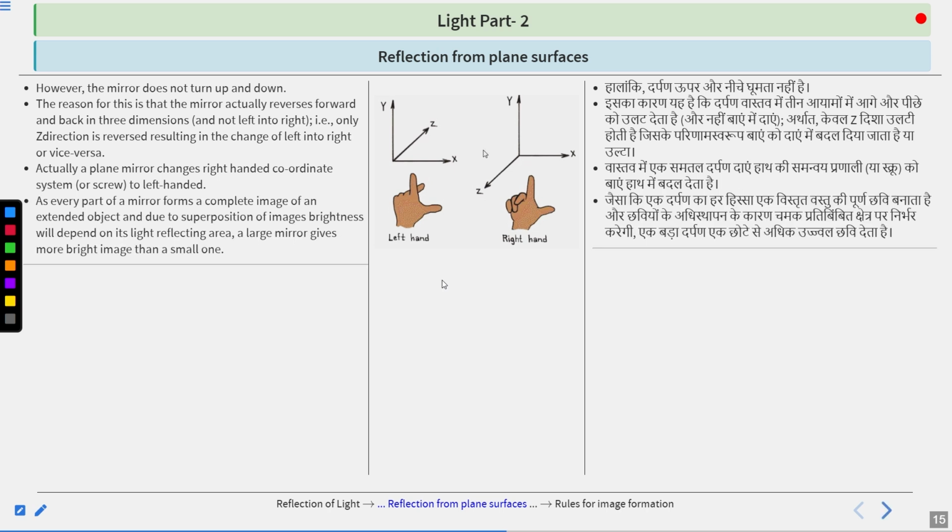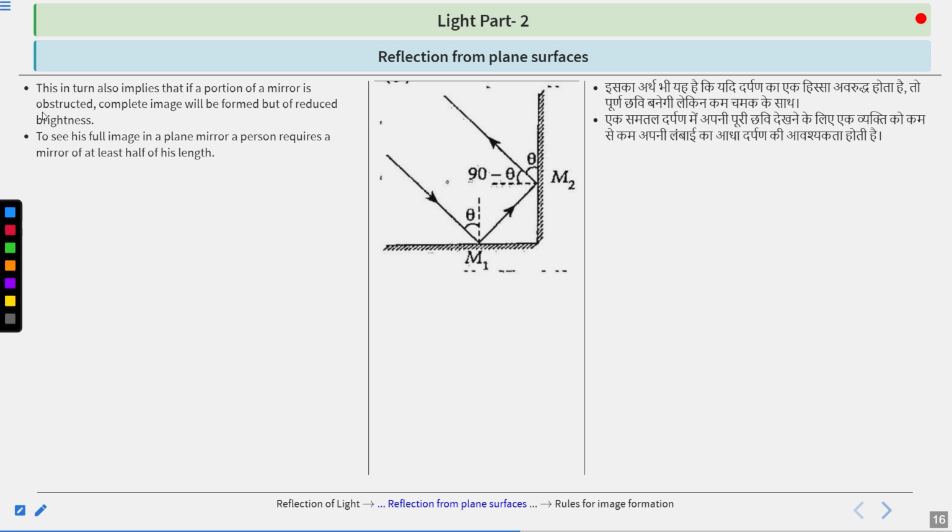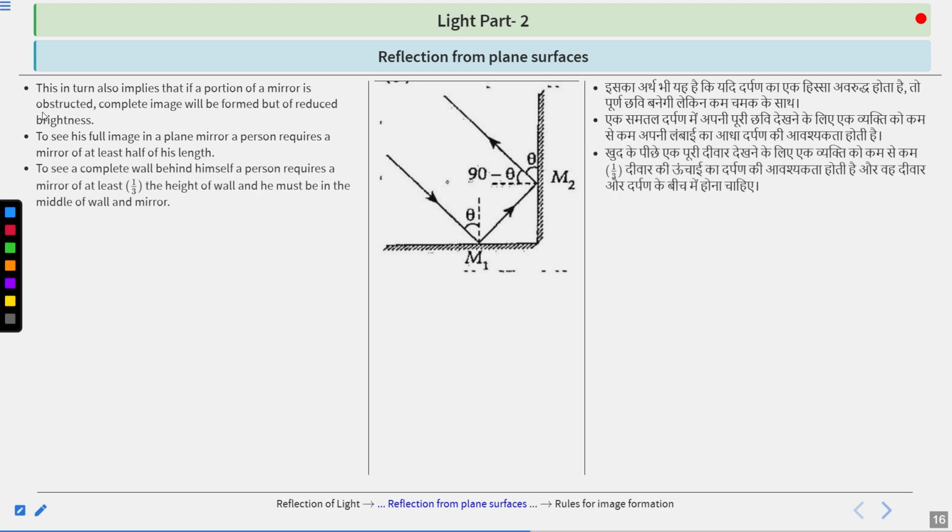As every part of a mirror forms a complete image of an extended object, and due to the superposition of images, brightness will depend on its light reflecting area. A large mirror gives a brighter image than a small one. This in turn also implies that if a portion of a mirror is obstructed, a complete image will still be formed, but of reduced brightness. To see his full image in a plane mirror, a person requires a mirror of at least half of his length. To see a complete wall behind himself, a person requires a mirror of at least 1/3 of the height of the wall, and he must be in the middle of the wall and the mirror.